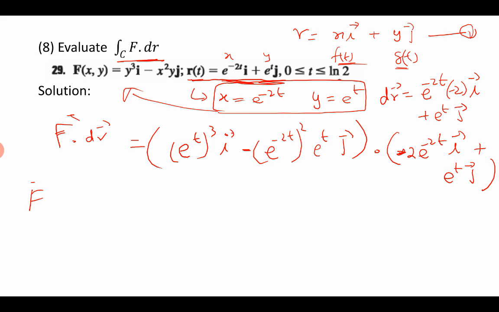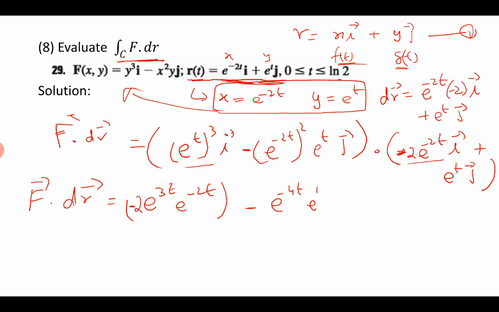So f dot dr will be, this term will be i and i will be 1, so e power 3t minus 2 into e power minus 2t. That's the first term. Minus this one, e power minus 4t, e power t, and here that is e power t.